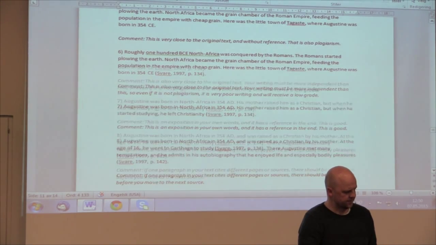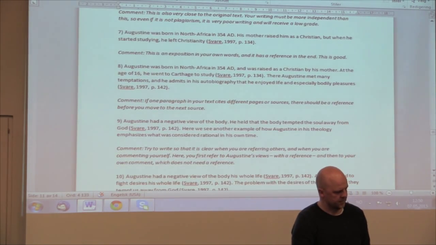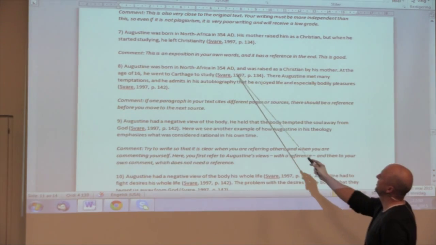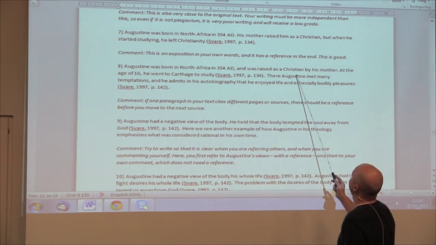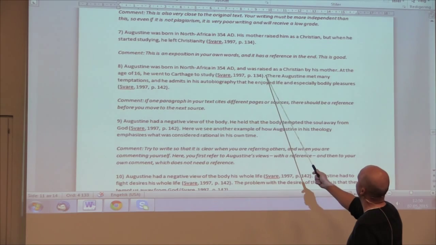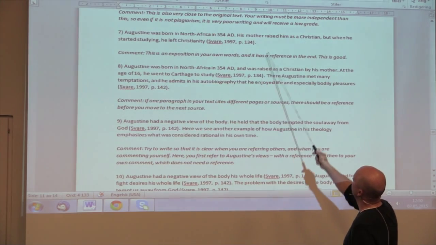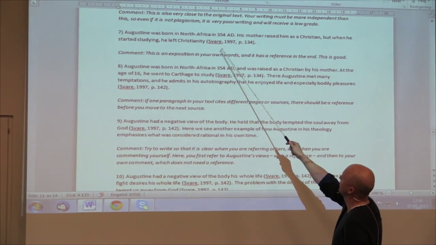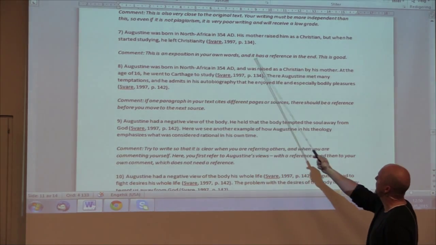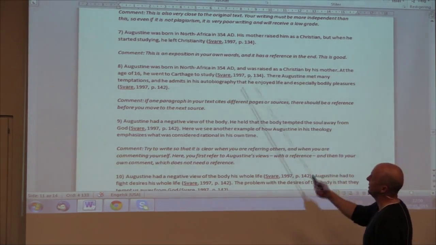Example number 7. Augustine was born in North Africa, 354 AD, was raised as a Christian by his mother. At the age of 16, he went to Carthage to study. When he started studying, he left Christianity. This is an exposition or a presentation then, in your own words. It has a reference in the end, so all is fine.